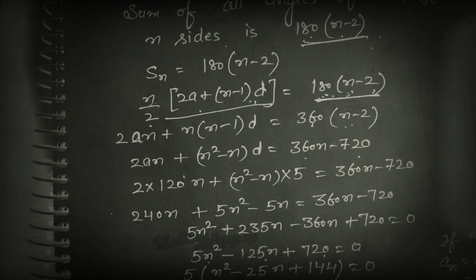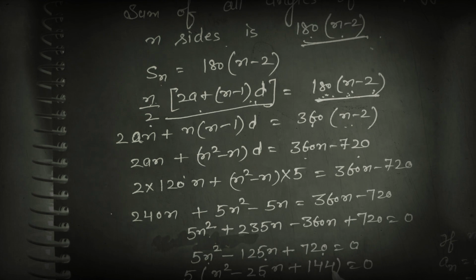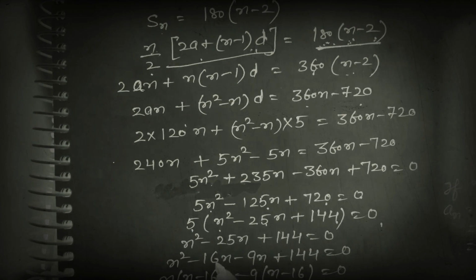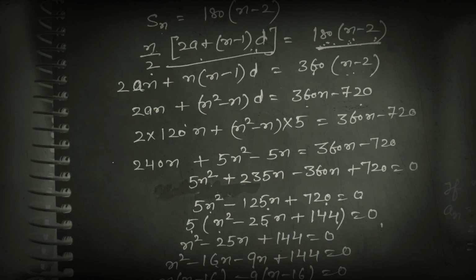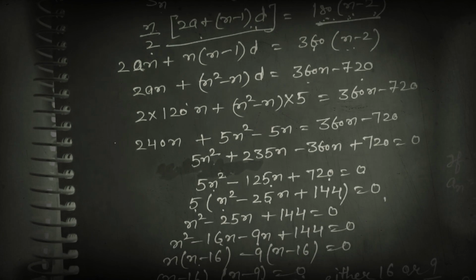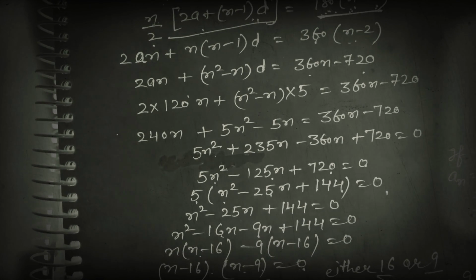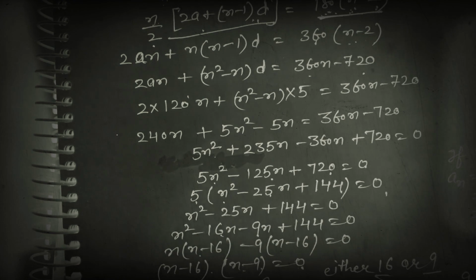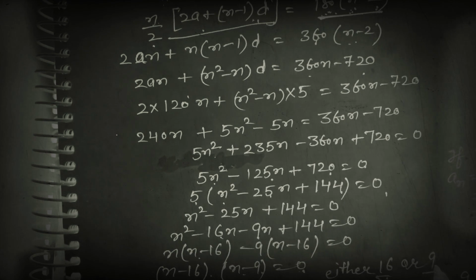5 common, n square minus 25n plus 144 is equal to 0. Then the factors of this will be minus 16 and minus 9. So (n minus 16) into (n minus 9) is equal to 0. Then the two zeros are n is equal to 16 and 9. There are two values, 16 and 9, either 16 or 9.